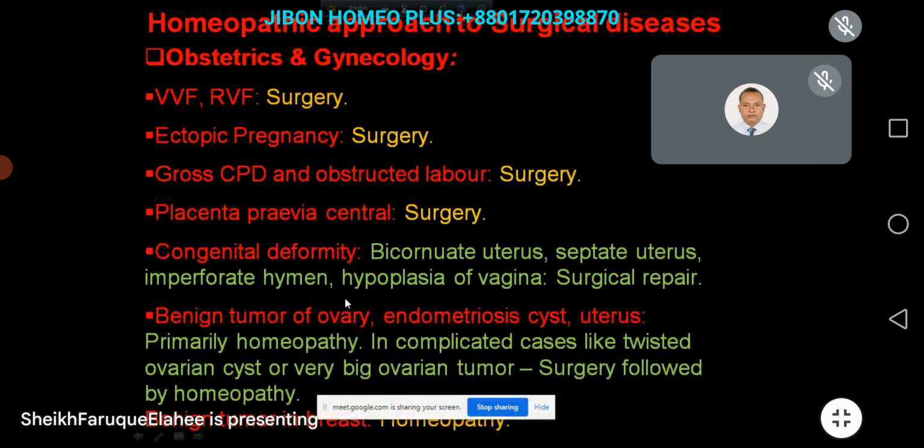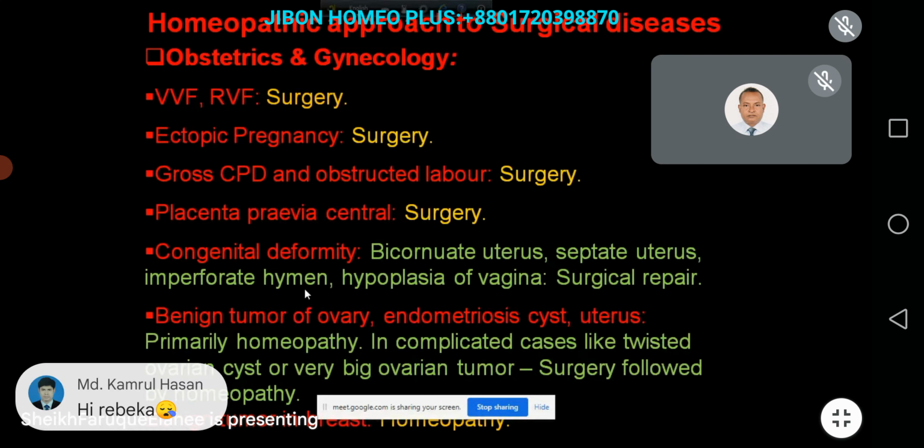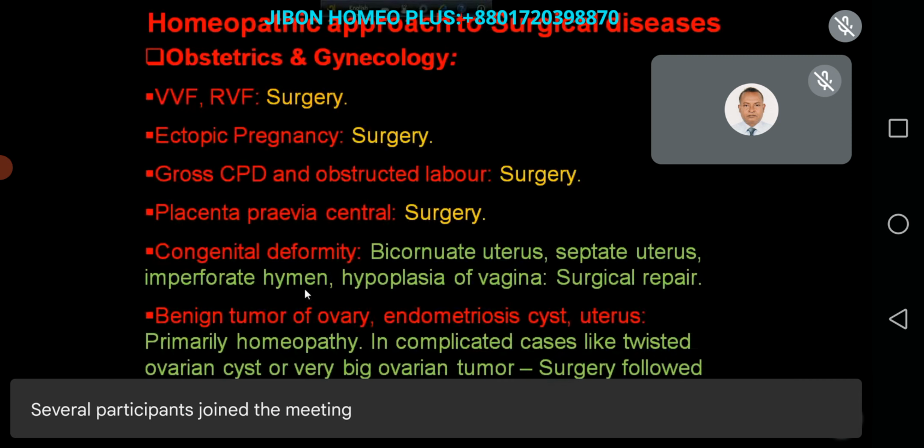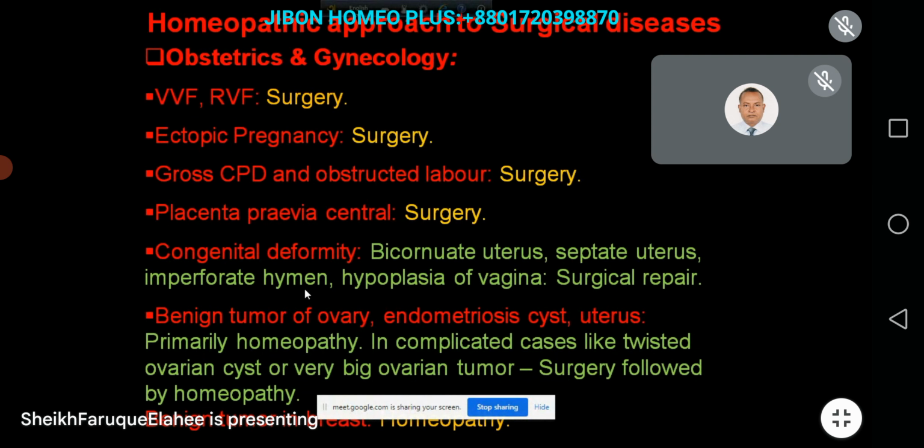Then there may be imperforate hymen. A lady having an imperforate hymen, say one girl, a 16-year-old girl came to you, brought by her mother, saying my daughter has all the secondary sex characters. She has good breasts, pubic hair and everything, but no menses. So before giving any homeopathic medicine, you must examine the case.